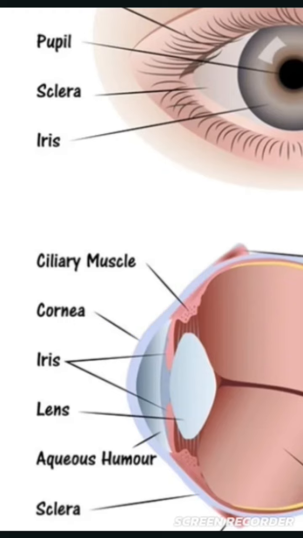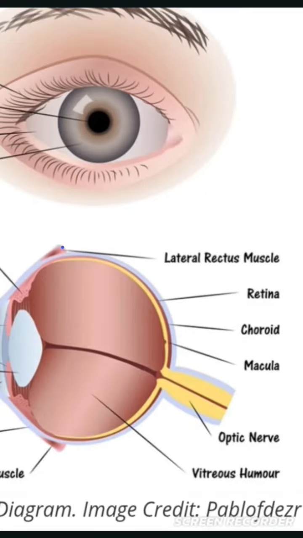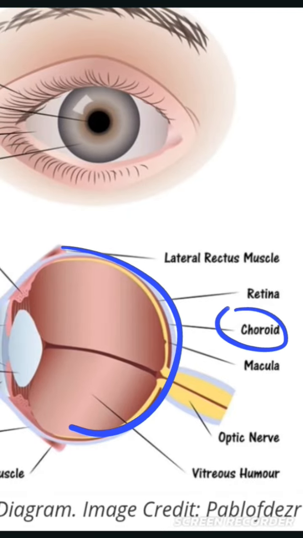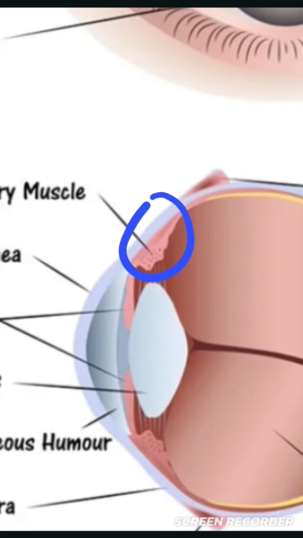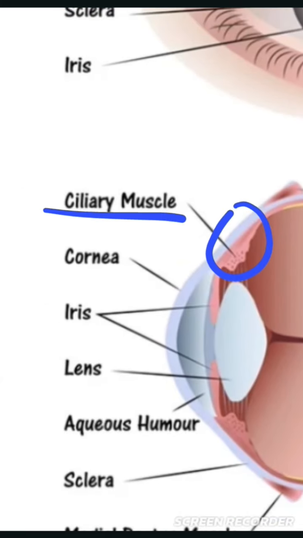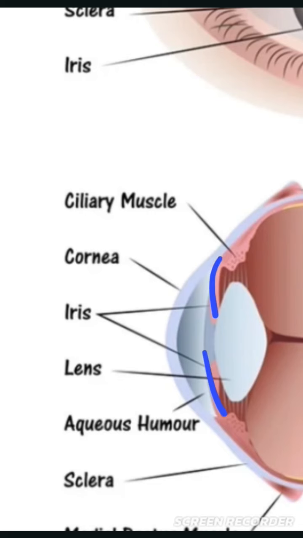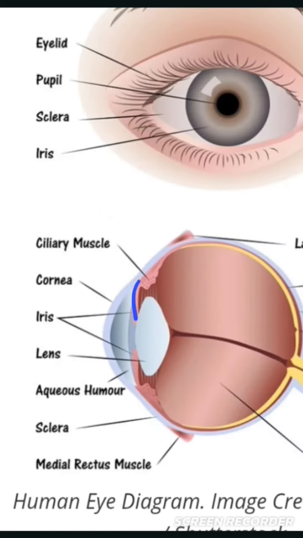And then we have the second layer. Posteriorly it forms the choroid, and anteriorly it forms a triangular region, which is called the ciliary muscle, and then after the ciliary muscle it forms the iris. This is the second layer. The main function of the second layer is to give vascularization.